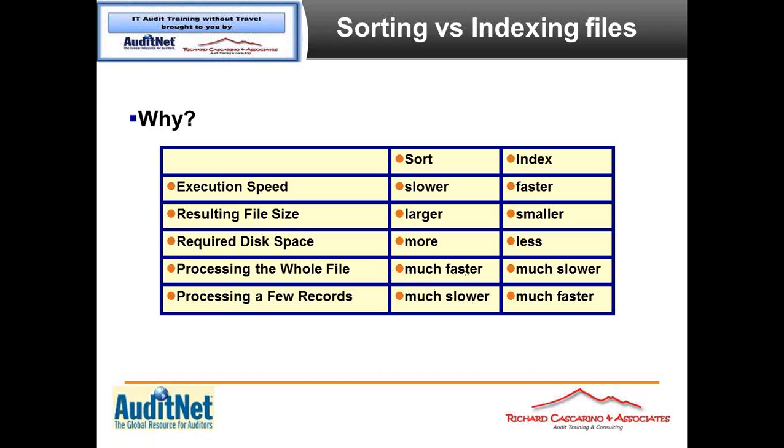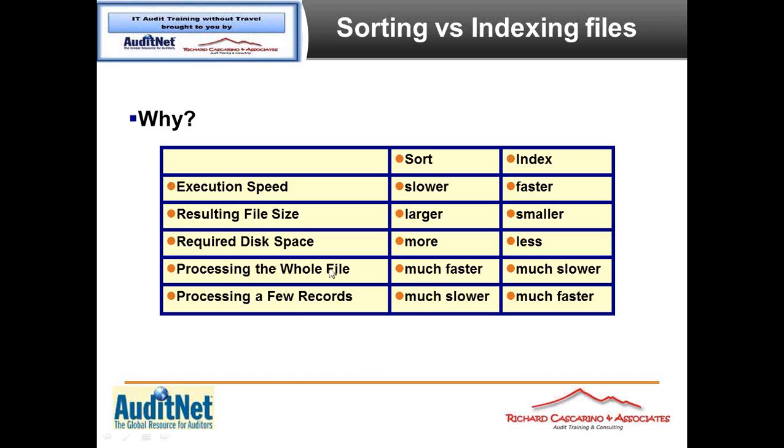But now if I'm going to read the whole file, I only have to read all of those records once. If that 300 megabyte file is made up of 4 million records, here I have 4 million reads to do on the sorted file. Here I have 8 million reads to do on the indexed file. Read the index, read the file. Read the index, read the file.